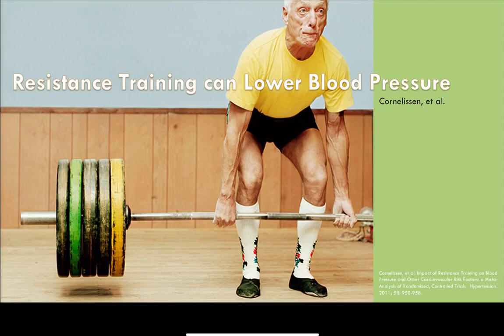Now, there is some data to support, thus the use of the word can instead of like it does, that resistance training can lower blood pressure in normotensive and hypertensive individuals. Now, the data that supports that is not rock solid, so I'm going to put a big kind of asterisk by that. But this is an important thing that continues to be researched, and the possibility that strength training might lower blood pressure is extremely exciting.